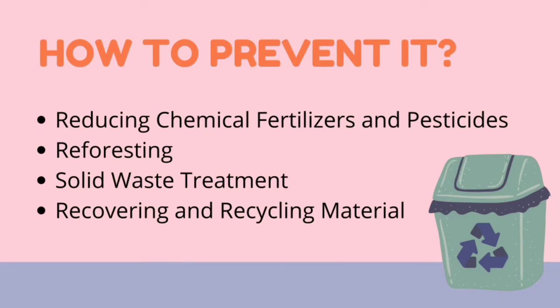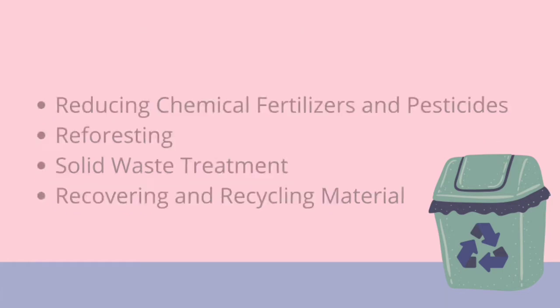How to prevent land pollution? Here are some ways on how to prevent it. First, using fewer pesticides and chemicals in agriculture. Second, reforestation. And third, the reduce, reuse, recycle method.